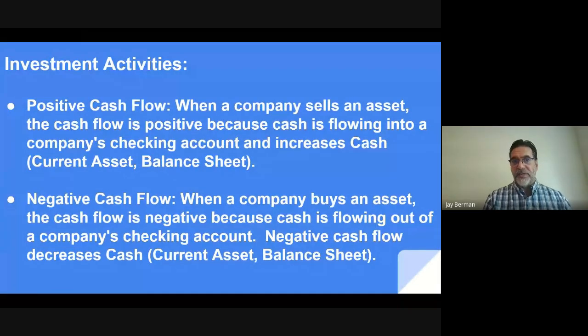So in terms of investment activities, you can generate a positive cash flow, which means when a company sells an asset, and companies do it all the time, the positive cash flow means cash is flowing into a company's checking account and increases cash, which again is a current asset on your balance sheet. Negative cash flow: when a company buys an asset, the cash flow is negative because cash is flowing out of a company's checking account. Negative cash flow decreases cash, again a current asset on your balance sheet. But in this case, a negative cash flow is not necessarily bad because you're buying assets that you hope will generate future revenue.